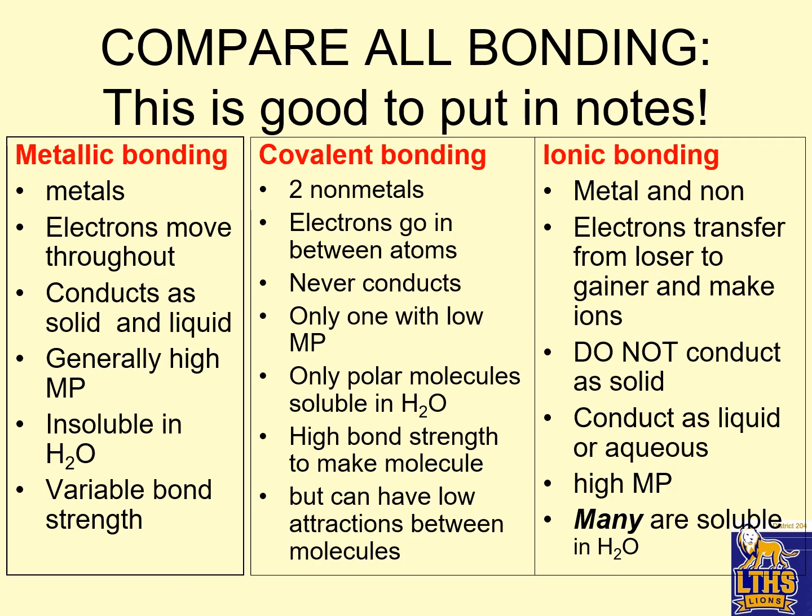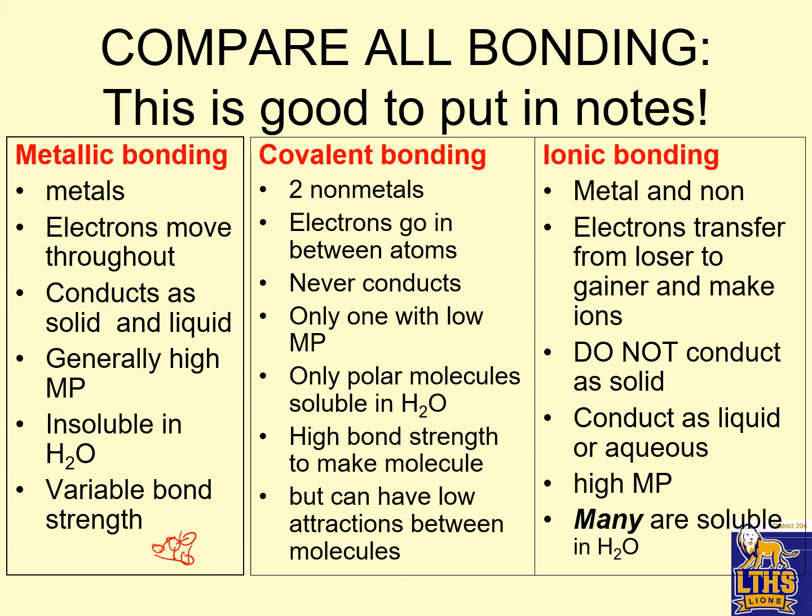All right, so compare bonding, and this is a good way to look at it. Remember, covalent's molecular. Metallic bonding, what's in a metallic bond? Metals. The electrons can move throughout, so they can conduct electricity. They have generally high melting points. They generally don't dissolve in water, and their bond strength is variable, but because they have those connections in between, it's usually going to be strong.